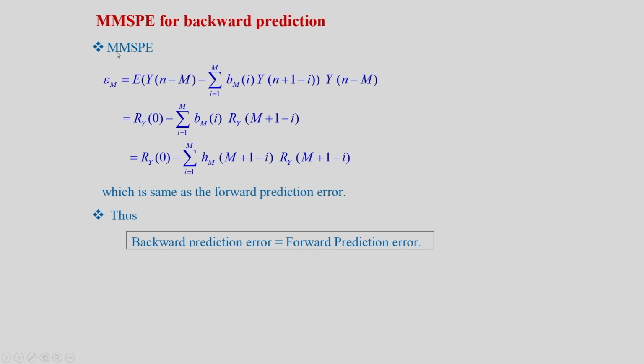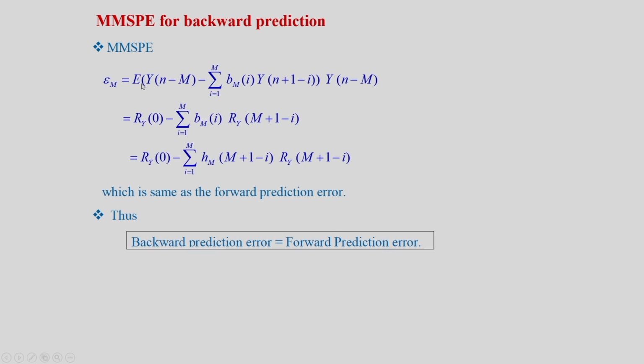MMSPE, the minimum mean square prediction error, is given by E of (y[n-m] minus summation b_m(i) into y[n+1-i], i going from 1 to m) into y[n-m]. Using the orthogonality condition, the remaining terms will contribute 0 because of the orthogonality of the error to the data.